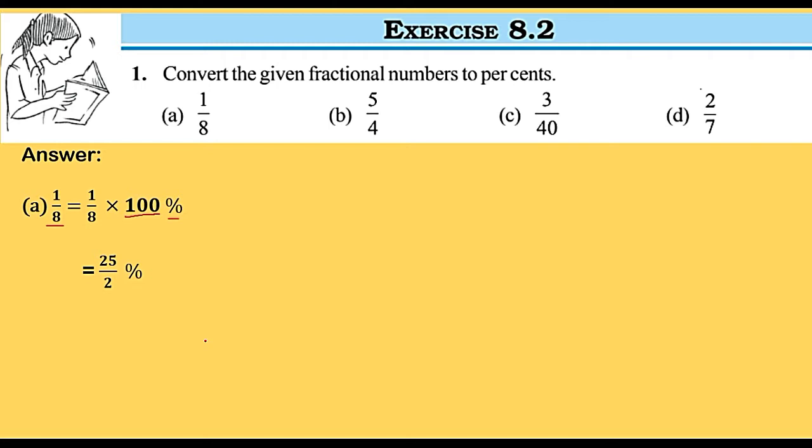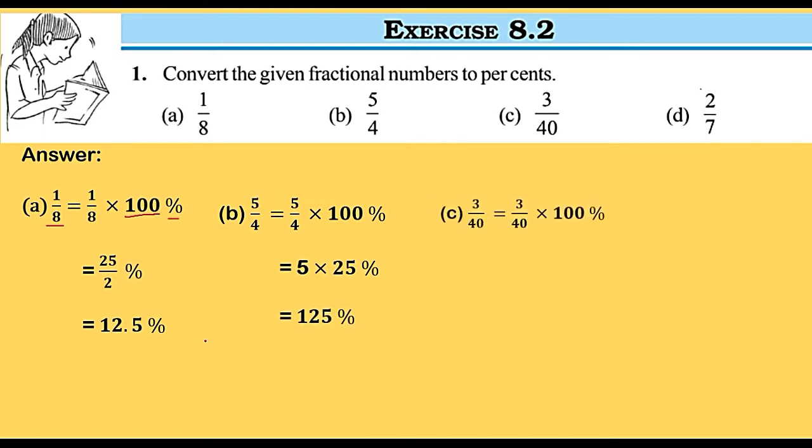But 25 upon 2 is an improper fraction, so I reduce it further to decimal and I get 12.5%. B. 5 upon 4. Multiply by 100 to make it percent, and the percent symbol. So 4 and 100, if I reduce it, it is 25 upon 1, and 5 multiply by 25 gives 125%.